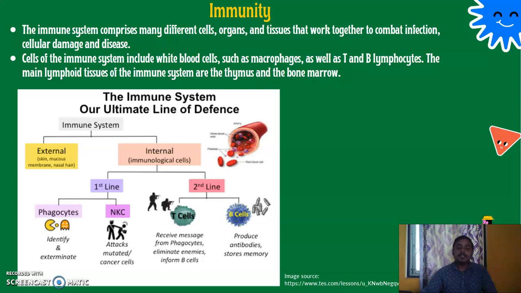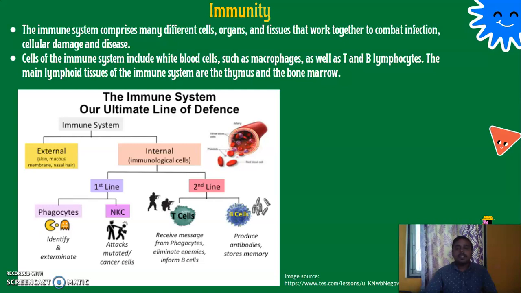The second line of defense is taken care of by the T cells and the B cells. The T cells receive the message from the phagocyte, eliminate the enemies, and also inform the B cells. The B cells produce antibodies and store memory for a future encounter with the same type of organism. So basically this is the outline of how our immune system works.